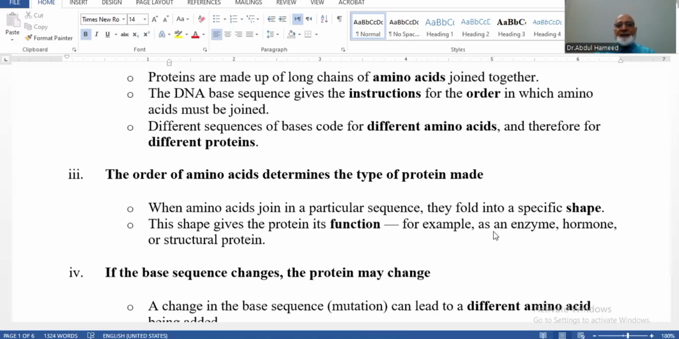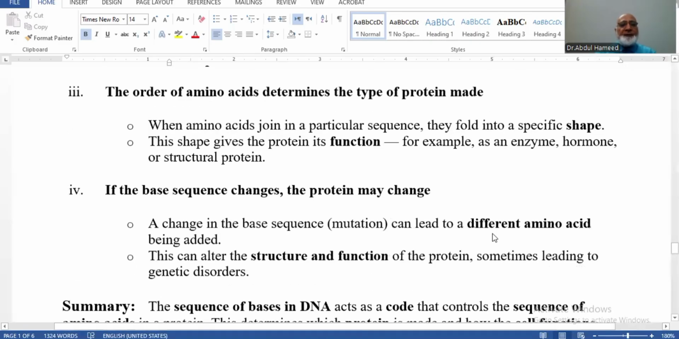Now, for example, for an enzyme and even for hormones and structural proteins. So this is important because different amino acids will interact with one another to form a specific shape of that particular protein, and that particular shape of the protein will be responsible for its special function in the cell.